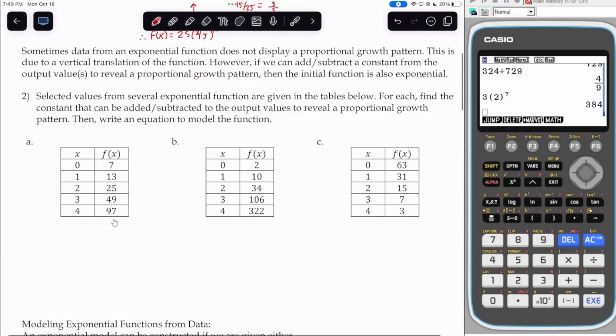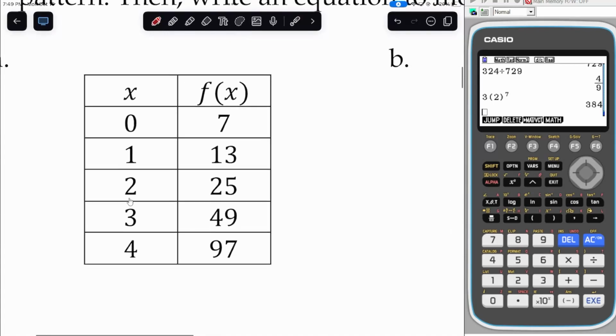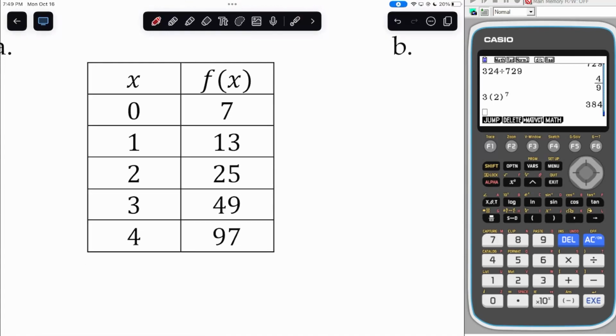So let's see if we can figure out what we need to add or subtract to reveal something that is perfectly proportional, and then use that to write the equation that models this original function. Let's take a look. There's really no clear-cut method to this. As far as figuring out what we should add or subtract, it's all about testing a few numbers until it works out. So, for example, I might just add 1 to all the current output values and see what my new output values will be. And fingers crossed, it becomes something that's equally proportional from one number to the next.